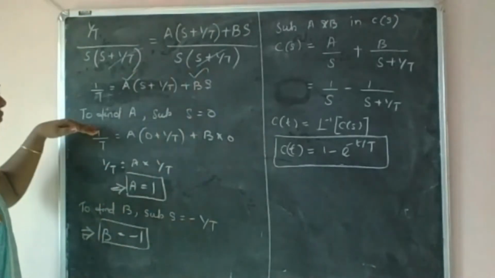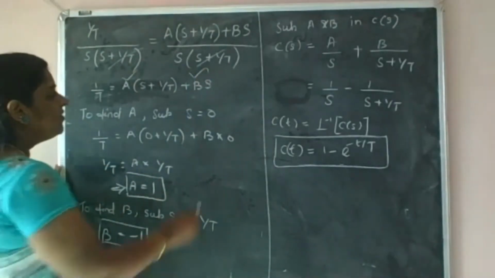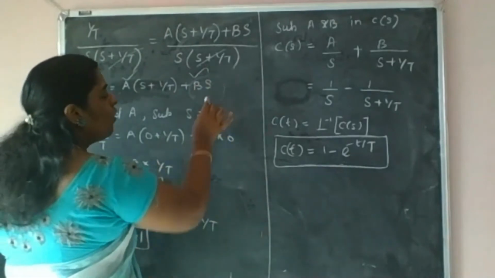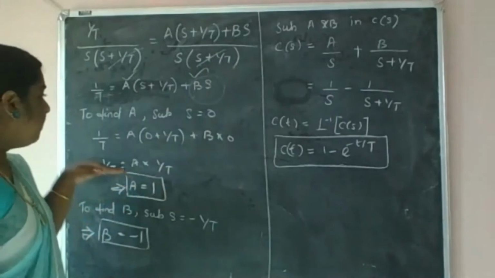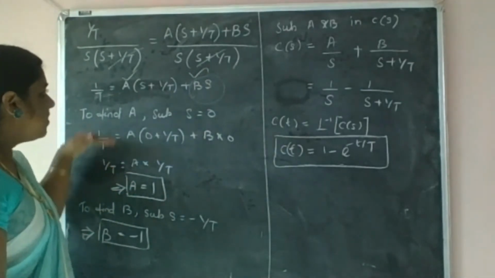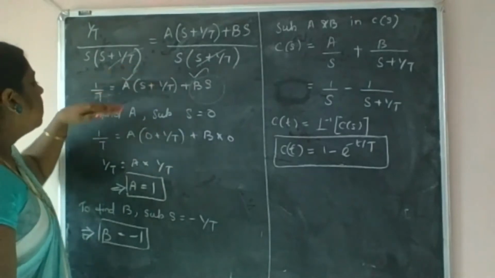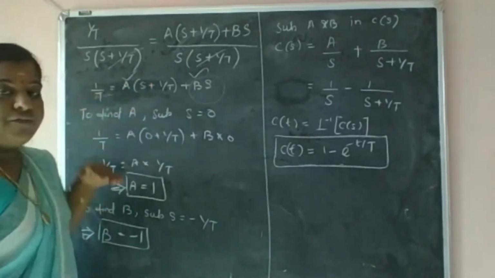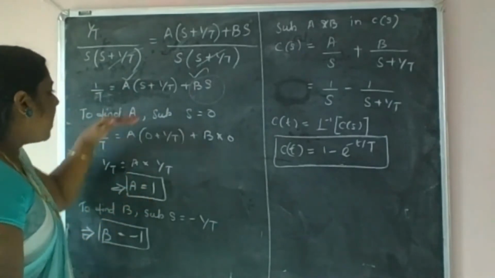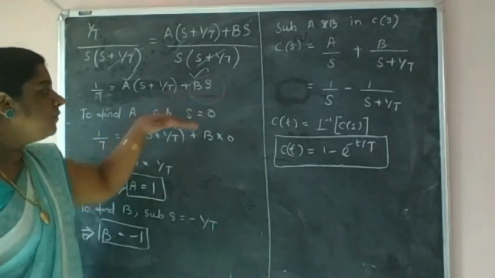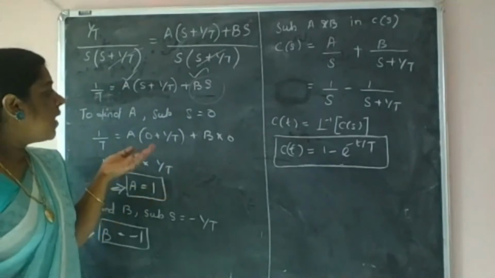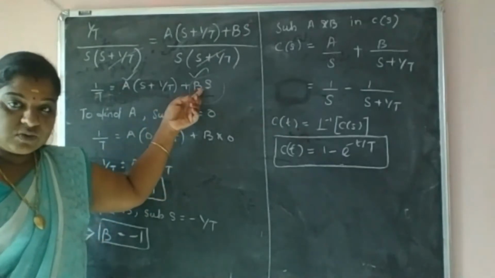To find the value of A, we have to cancel the B term, so we assume the value of s is equal to 0. For the partial fraction method, we have to find the values of A and B. To find A, we have to cancel this term, so I am just substituting s equal to 0 here.